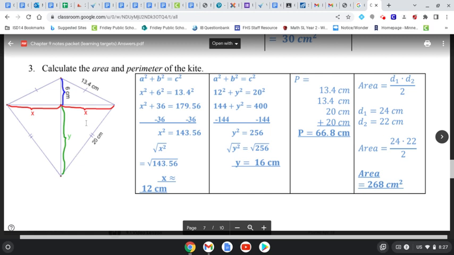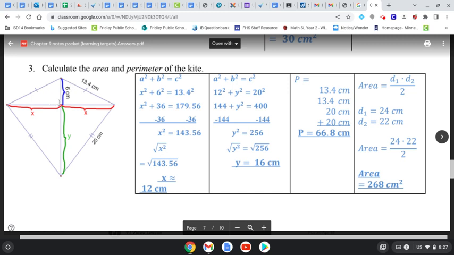So one thing to remember about a kite is the left and the right sides are the same. So if this is x over here, this will be x over here. And if this is 20 here, this one over here will be 20. And if this is 13.4, this one over here on the left will be 13.4.